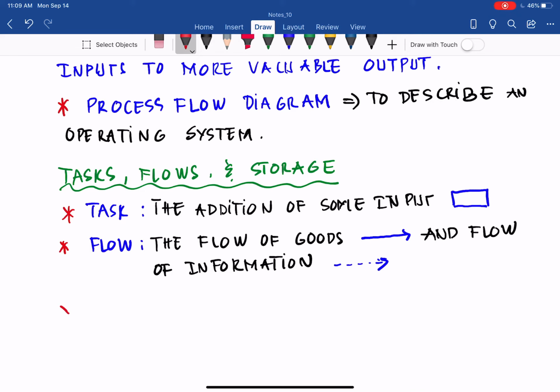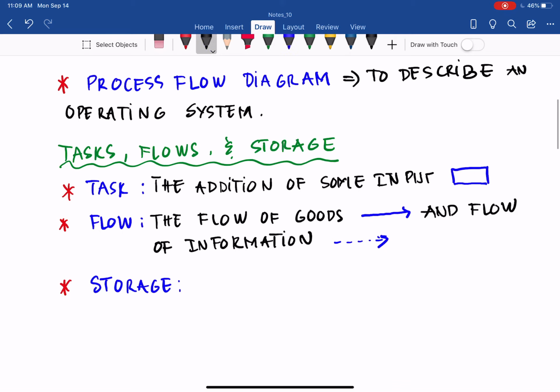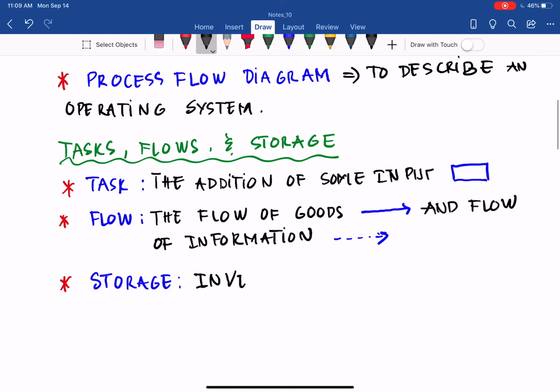The next symbol that you will see in the process flow diagram is storage. What is storage? Basically, that is inventory. Or work in process inventory, something about to complete, not complete yet. We call it work in process, and that stands for WIP, work in process inventory.